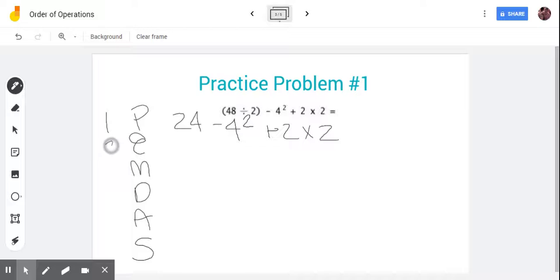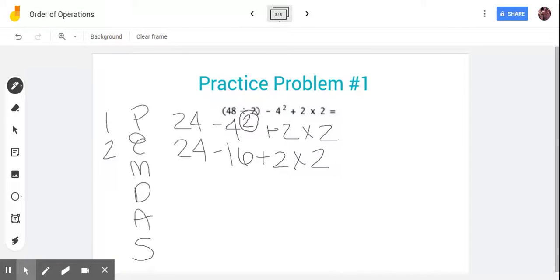Now we're going to look for our second step, which is exponents. And the only one I see is right by this 4. So 4 squared is 16, so I'm going to write out 24 minus 16 plus 2 times 2.